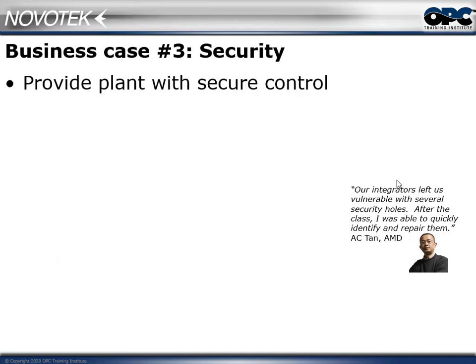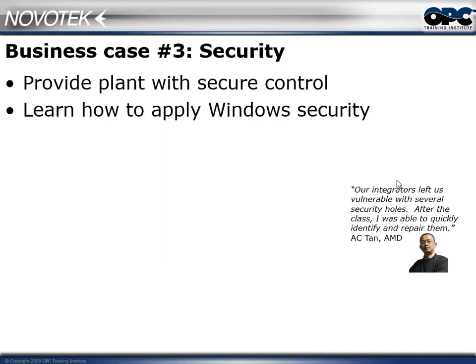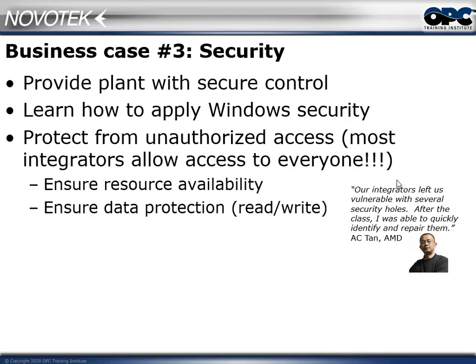Also, security. Again, you want to provide the plants with security, but really you also want to make it very, very reliable, and you actually want to make sure that you have communication. This is what we're talking about here. How do we provide security and control? So we talk about how to apply Windows security. We talk about it and we actually do it. And also how to protect yourself from unauthorized access.